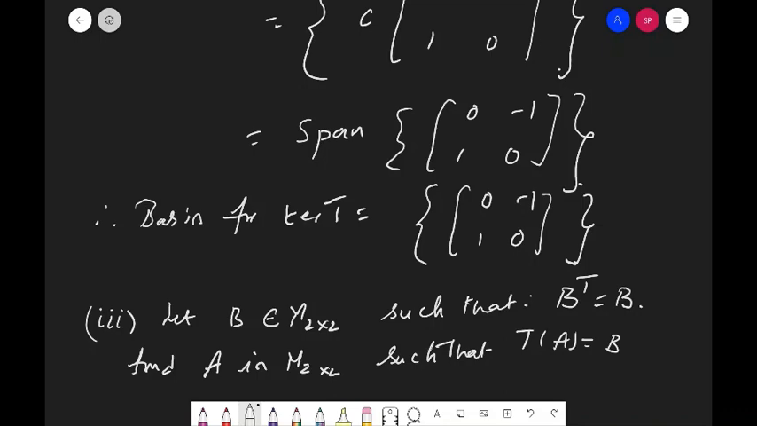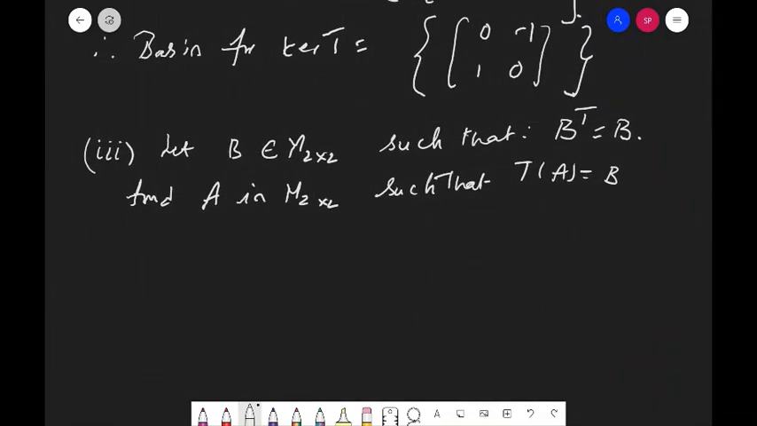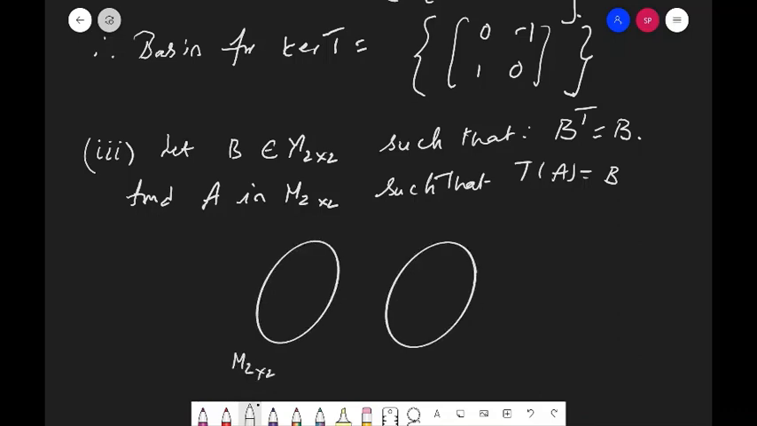So what do we mean by this? Let us just go through. This is the domain M2 by 2. Even the codomain is also M2 by 2. Both are the same here, and T is a transformation. Now, B belongs to M2 by 2, a matrix B which satisfies the condition B transpose is equal to B. Now for this B, you have to find one A.